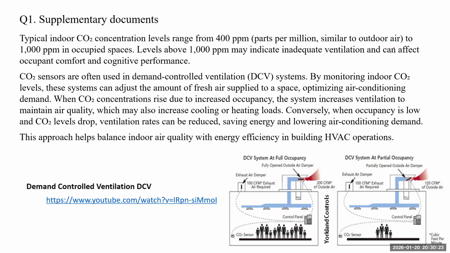So typical indoor carbon dioxide concentration levels are in a range from around 400 ppm, which is similar to outdoor air, to 1000 ppm in occupied spaces. Levels above 1000 ppm may indicate inadequate ventilation and can affect occupant comfort and cognitive performance. Is there any linkage with our air conditioning system? The answer is yes.